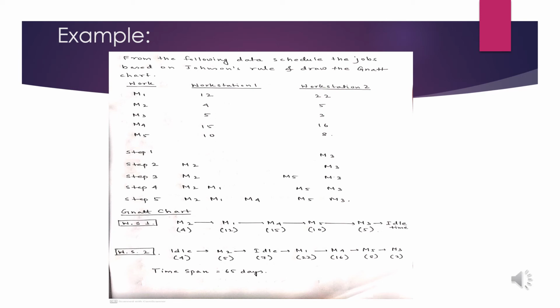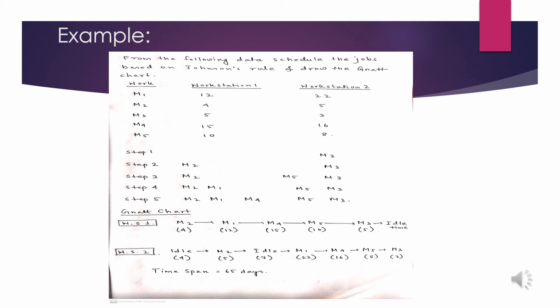Under workstation 1, M1 has a time period of 12, but under workstation 2, M1 has a time period of 22. Under workstation 1, M2 has a time period of 4. Under workstation 2, M2 has a time period of 5. M3 under workstation 1 has a time period of 5. Under workstation 2, it has a time period of 3. Under workstation 1, M4 has a time period of 15. Under workstation 2, M4 has a time period of 16. Under workstation 1, M5 has a time period of 10. Under workstation 2, M5 has a time period of 8.